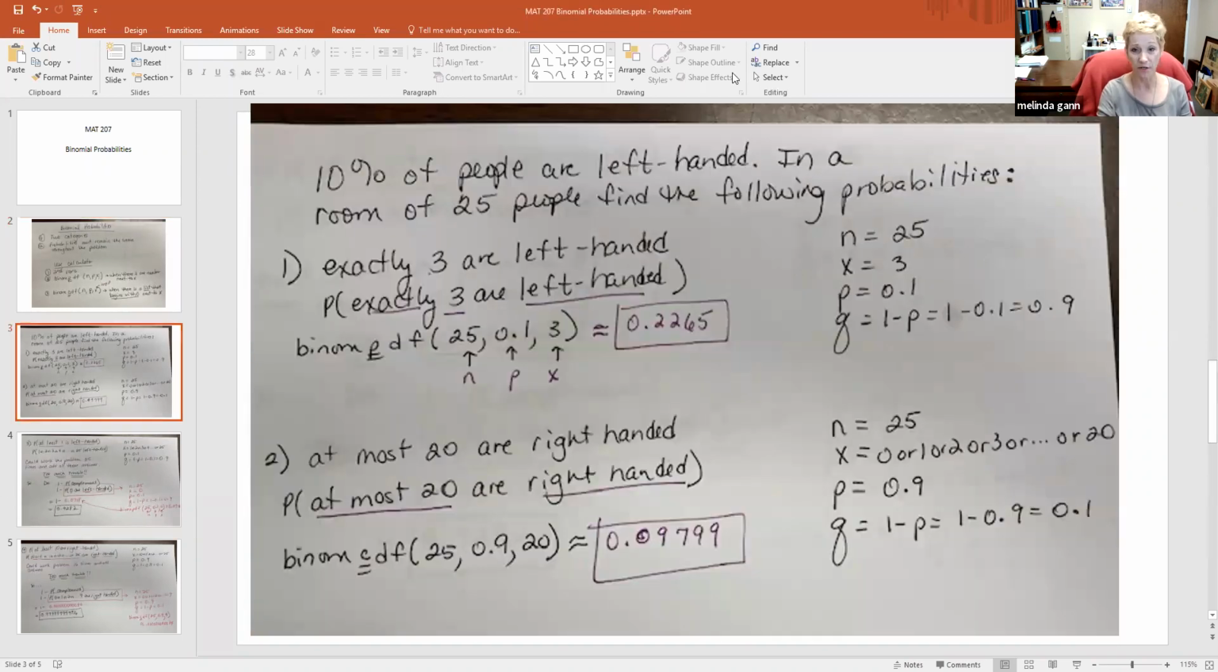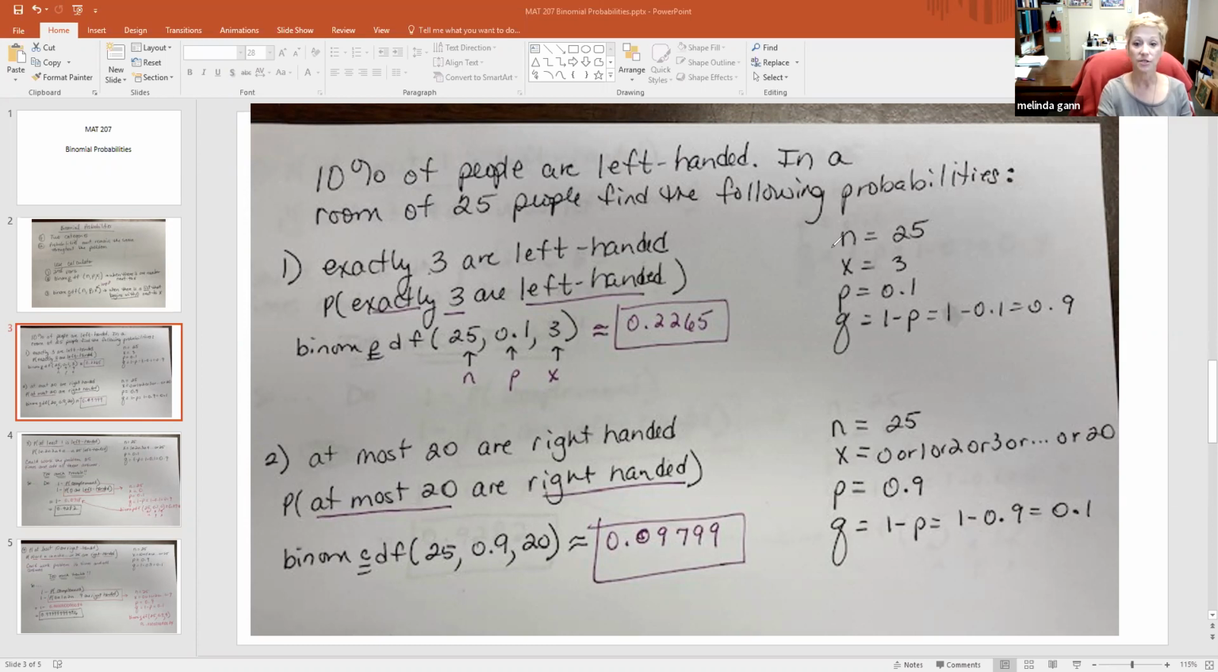This is not one we worked in class, but it's the same sort of one we worked in class. 10% of people are left-handed. So in a room of 25 people, find the following probabilities that exactly 3 are left-handed. Now you got to put a P and put what you're looking for in that parenthesis. Now, what I said in class was, even if you're not doing the formula by hand, I better see N, X, P, and Q written on your paper like this, or you won't get any partial credit.